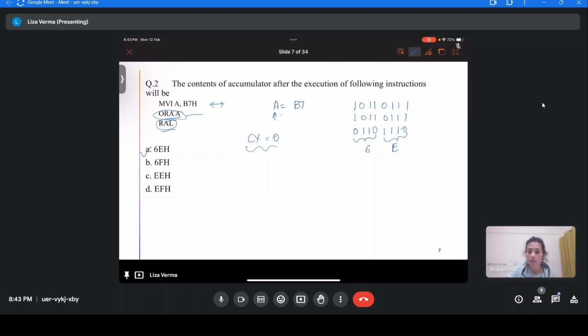Just to add clarity, I'm not sure whether I conveyed correctly. Even if we have MVI A, FF instead of B7, had the question had FF, even in that case, ORing with FF will give me again FF. The carry flag will never get set in an OR operation. That's what I wanted to convey. Yeah, even I wanted to convey that only. Thank you, ma'am.